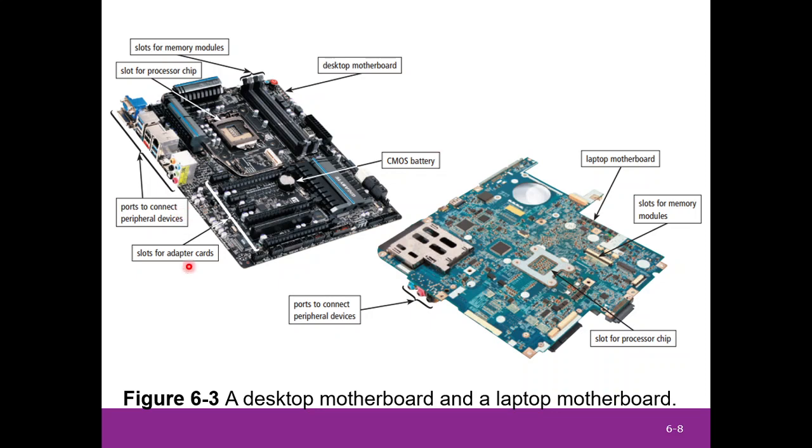Similarly, we have expansion slots. They look something like this and this and this. These are expansion slots here, or you can call them slots for adapter cards. Here you can insert other peripheral devices. For example, if you need a graphics card, or a GPU, a graphics processing unit, because you want to play 3D games or do some advanced graphics, you will need to buy a separate graphics card and insert it into your computer. You can use any of these slots depending upon the type of card that you want to buy and insert here. So this is how a motherboard looks, and these are the different parts of your motherboard.